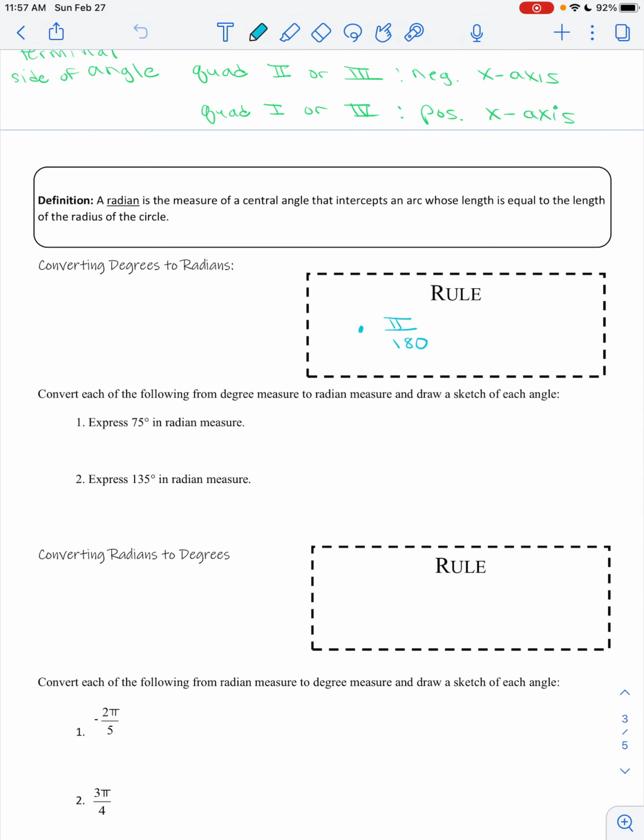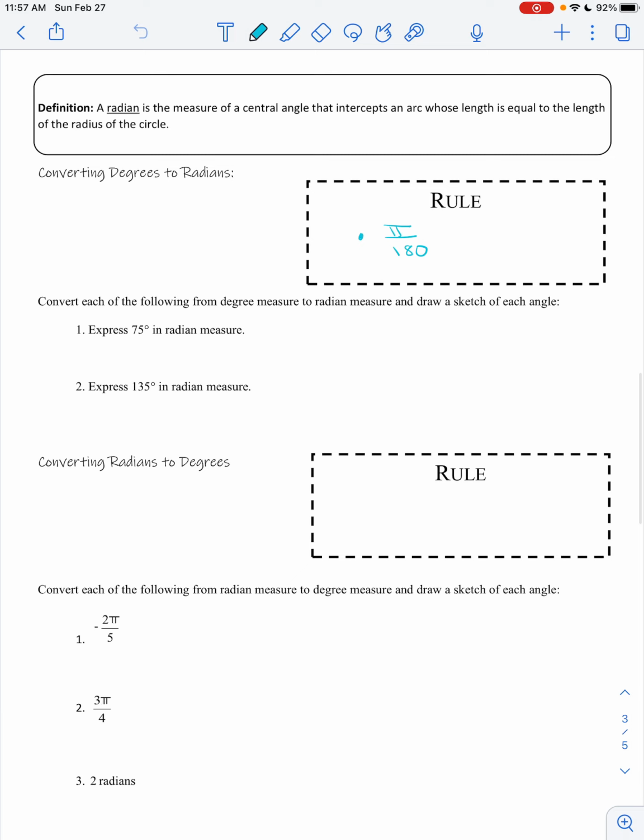And again, I can explain why this is when I get back to class tomorrow. So if I have a 75 degree angle, it's really 75 over 1. If I multiply by pi over 180, I'm going to multiply across the top and the bottom. So I'm multiplying the top and I'm multiplying the bottom to get 75 pi divided by 180. That's my angle in radian measure.